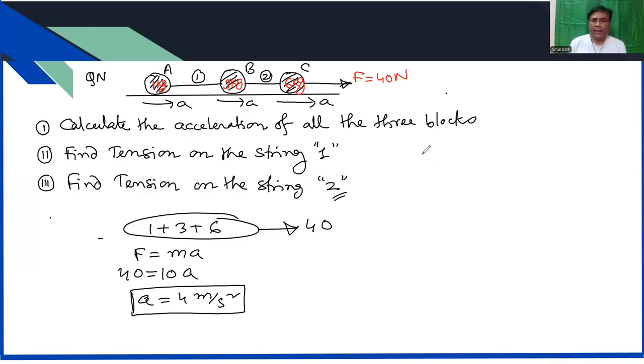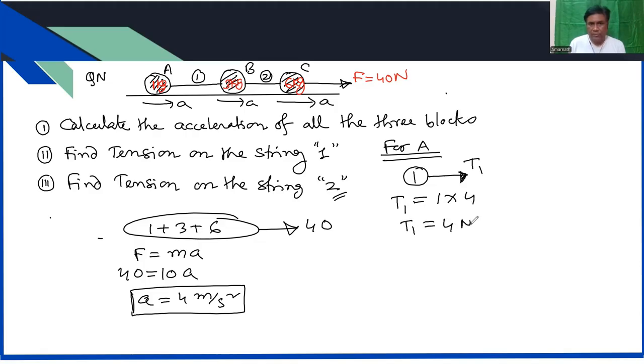Now we talk about A. So this is 1 kg. Only one external force is there, which is T1, the tension on the first thread. There is no force from the backside, so we do not require to write anything. So T1 must be equal to mass into acceleration. So T1 equals 4 only, 4 Newton. Then for B.